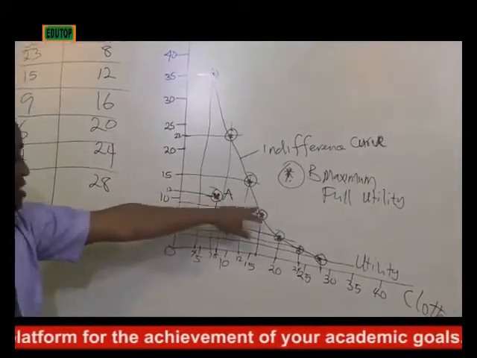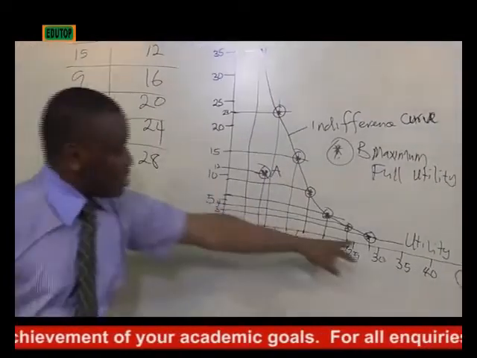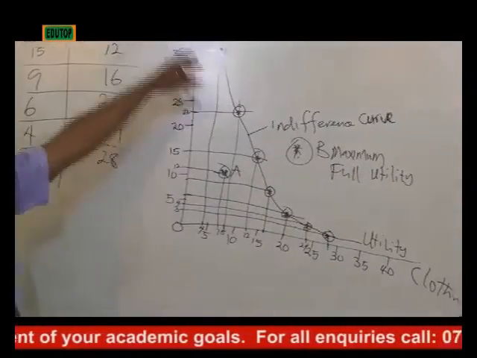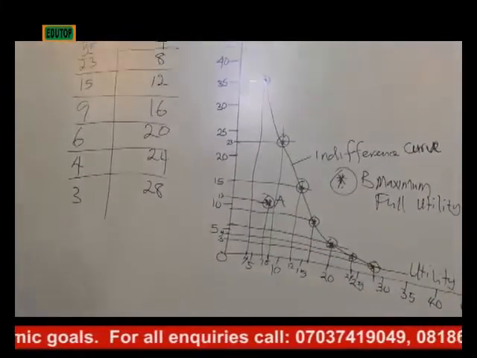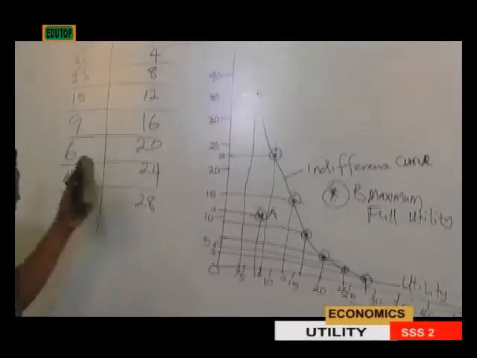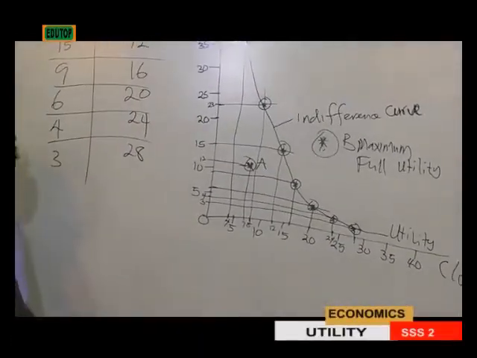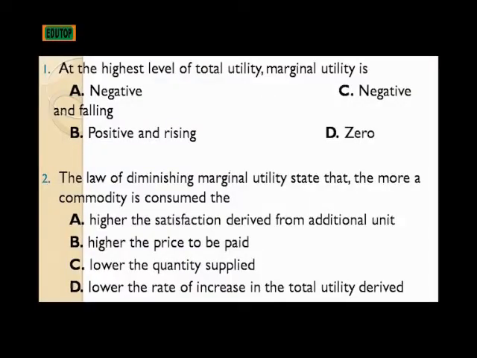will not be fully satisfied, will not have enough satisfaction compared to any point along this indifference curve. And that is the indifference curve under the marginal and total utility, or under the consumer behavior theory. Now let's consider some questions under the theory of consumer behavior.